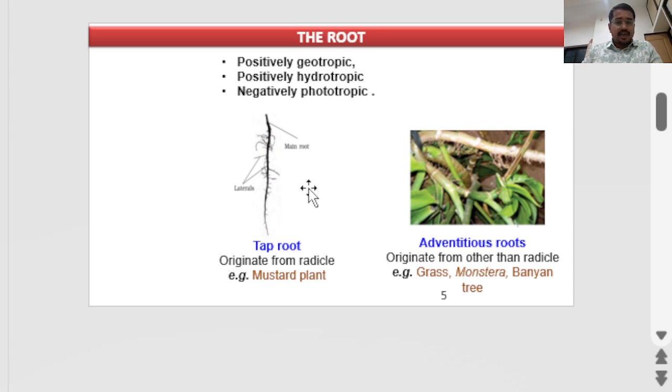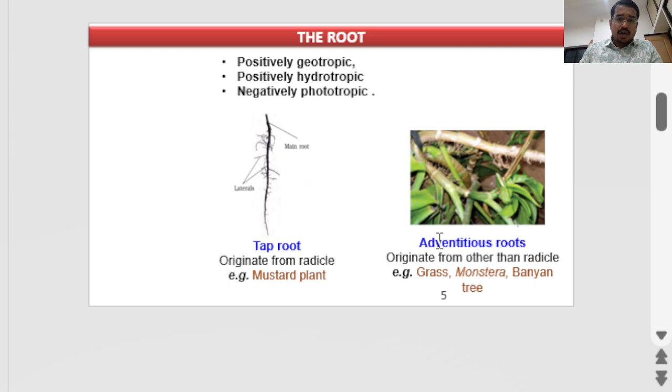Okay. So here we can see the roots. This is a taproot system and this is the adventitious root system. For the taproot system, the example we are taking is the mustard plant, while for adventitious root, we are taking the example of grass, monstera, banyan tree, etc. And the taproot system is commonly found in dicotyledonous plants, and adventitious roots are found in monocotyledonous plants. Okay, so here we can see this example.